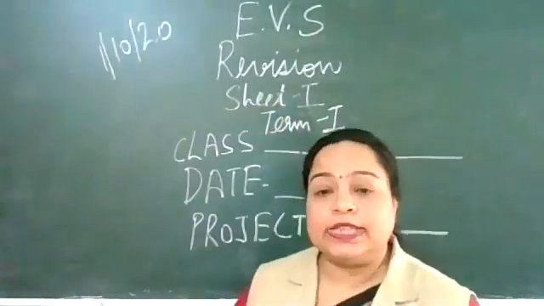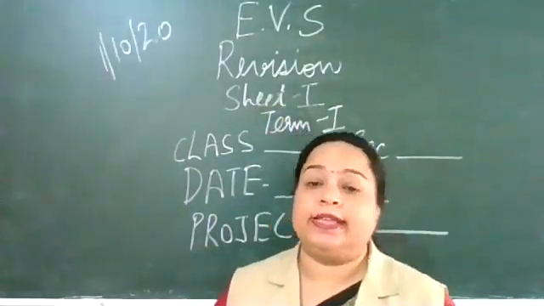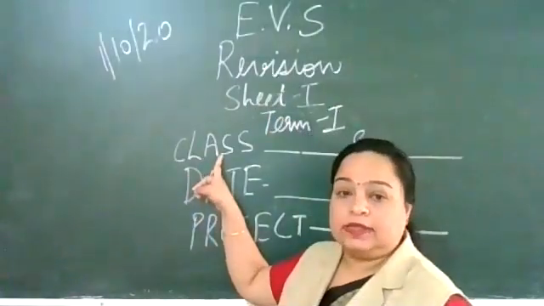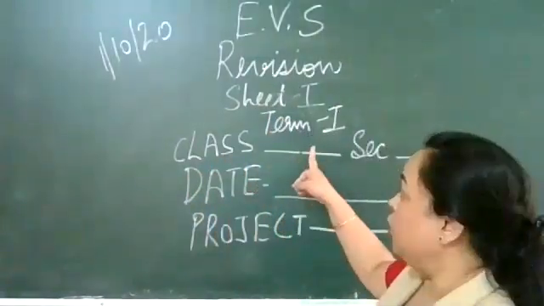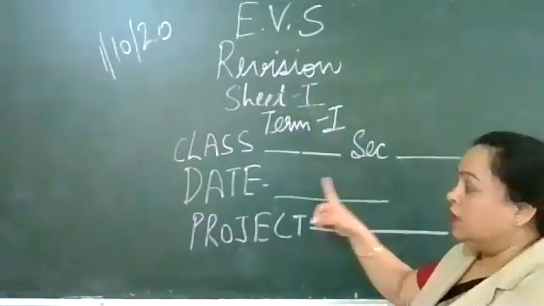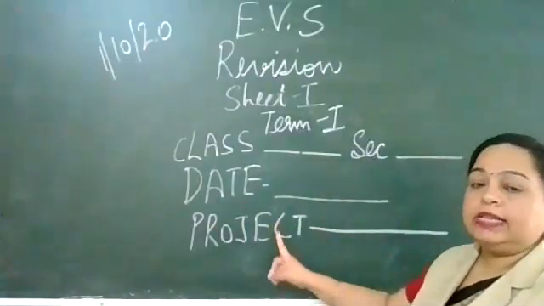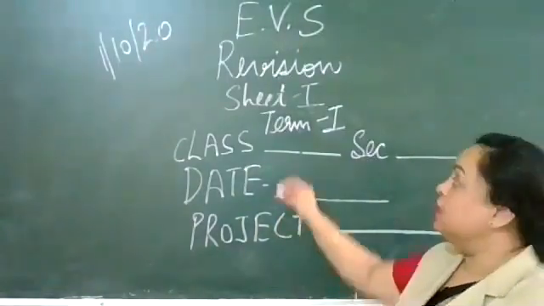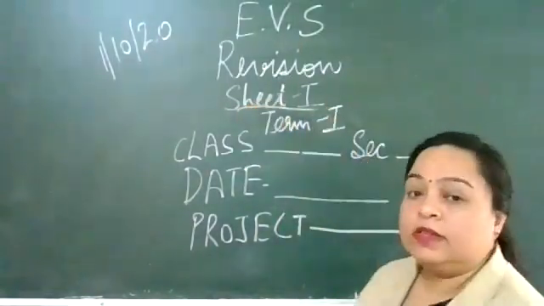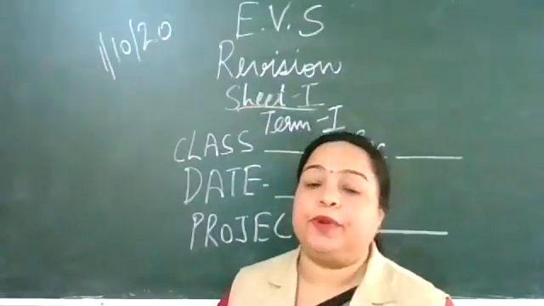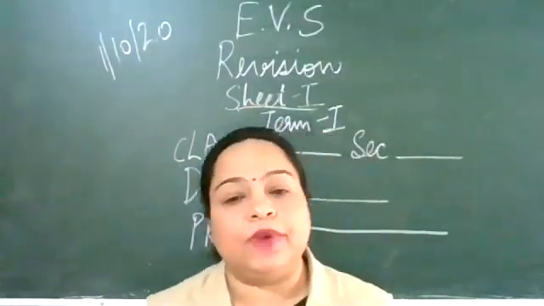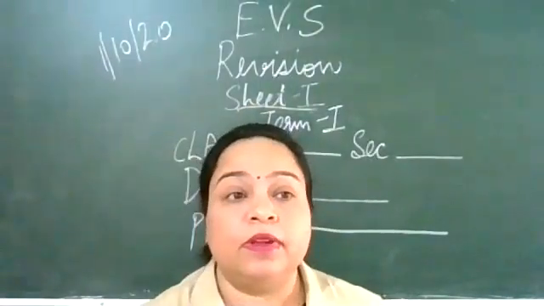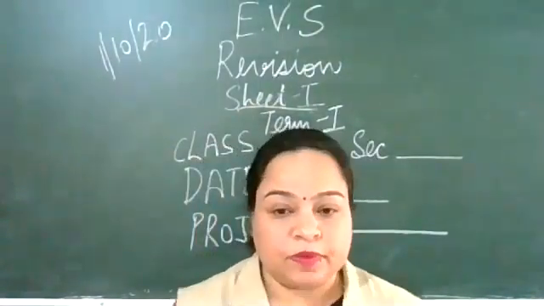The term 1 projects will also be made like this only. The first sheet will be of your class, your section, then date, and then the project, the heading of the project. This is sheet 1. This is sheet 1 for both the periodic test as well as for the term 1 project. Now, I'll explain it. Just listen.